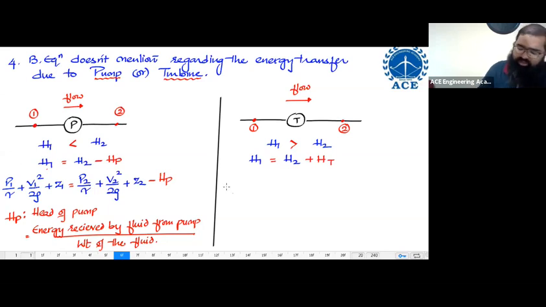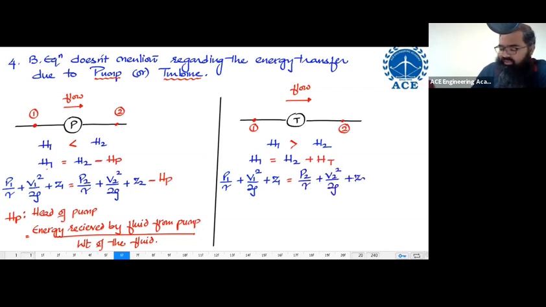So now you can write the equation as P1 by gamma plus V1 square by 2G plus Z1 has to be equal to P2 by gamma plus V2 square by 2G plus Z2, not to forget, plus HT. What is HT called? Head of turbine. HT is head of turbine.